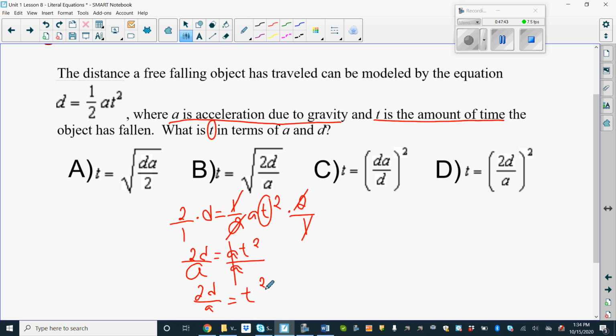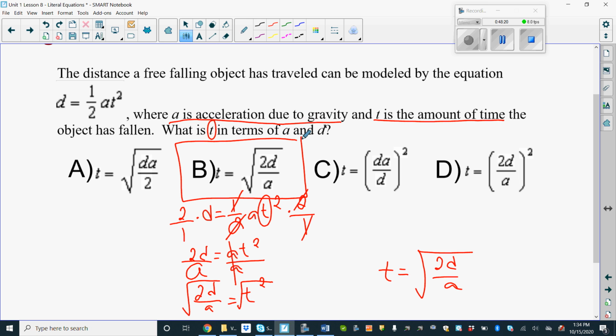Now the inverse operation of squared is square root. So the way we would undo addition with subtraction or undo division with multiplication, we undo squared with the square root. So we have to take the square root of t squared. So now the t squared, the square root will cancel out, and we have to take the square root of this side as well. So our final answer is t equals, because we cancel out the squared with the square root, the square root of 2d over a, which is answer choice B.